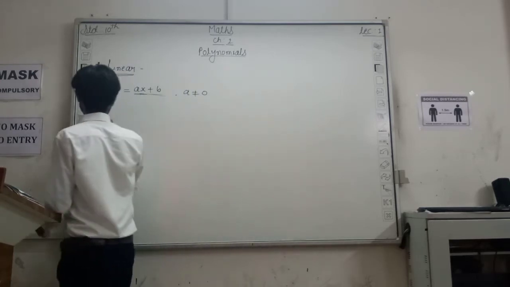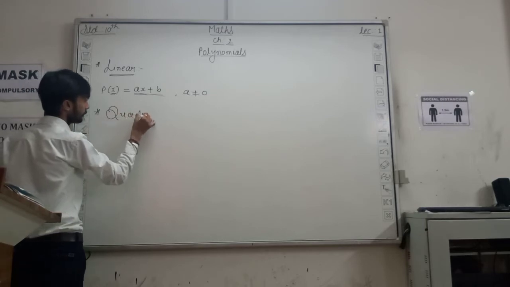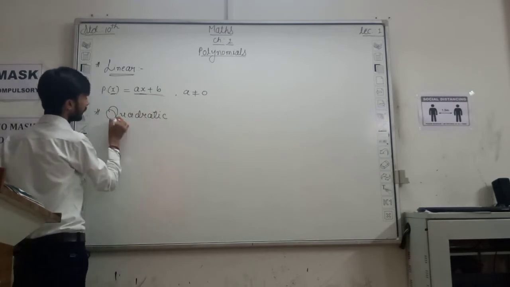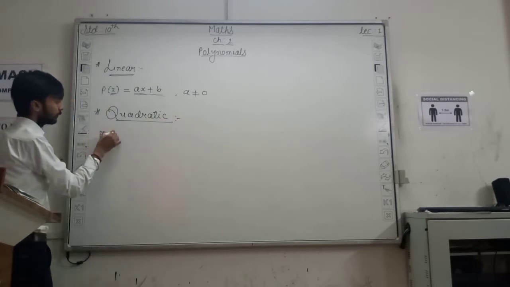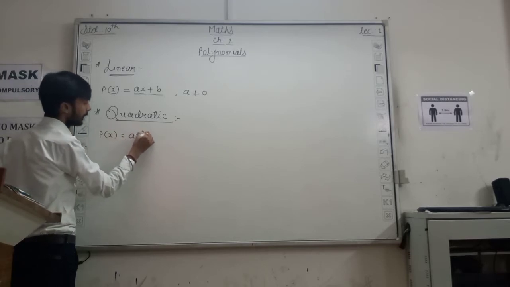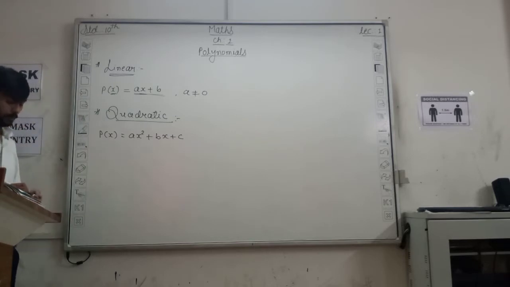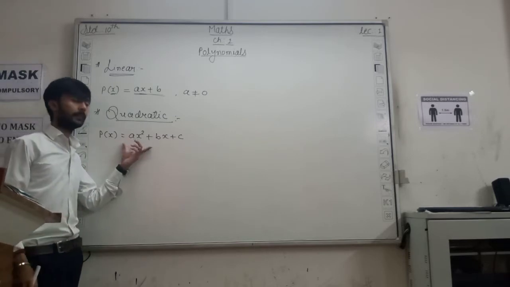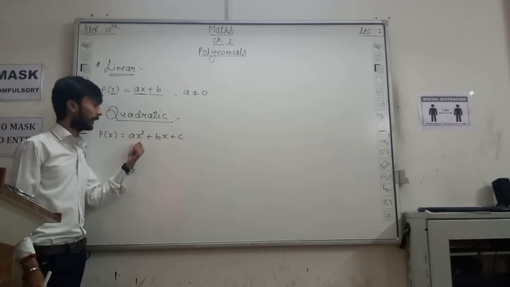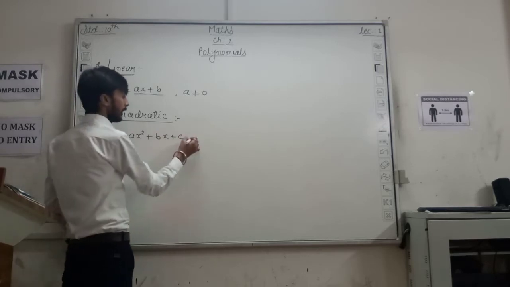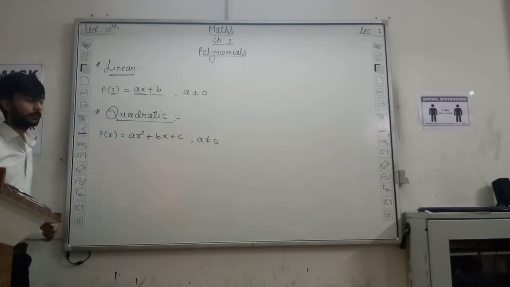Second one, quadratic. Quadratic, that means p of x equals ax square plus bx plus c. So the general form of a quadratic polynomial is ax square plus bx plus c, where a, b and c are integers, and similarly a not equal to 0, the same condition for that, right?